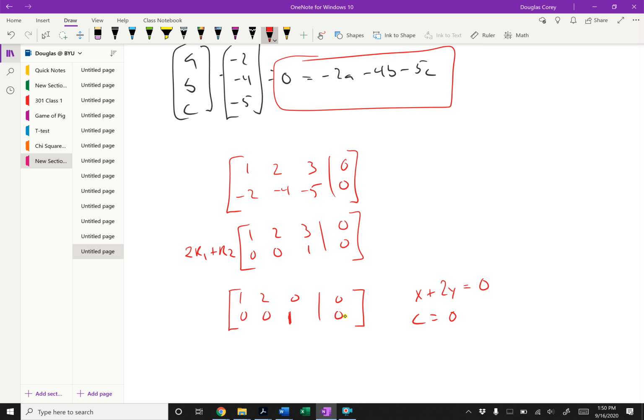So I wrote x and y. I did not mean to write x and y. I meant to write an a plus 2b there. A plus 2b has to equal 0. So I'm free to pick any value for a and any value for b as long as they add up to 0.